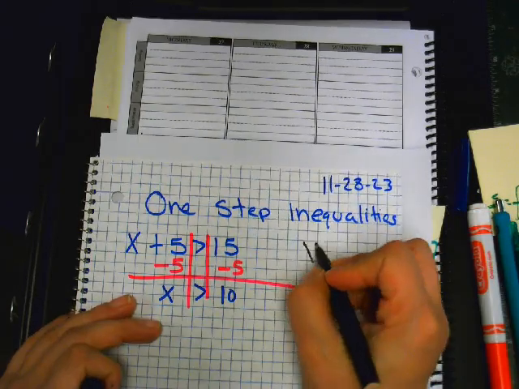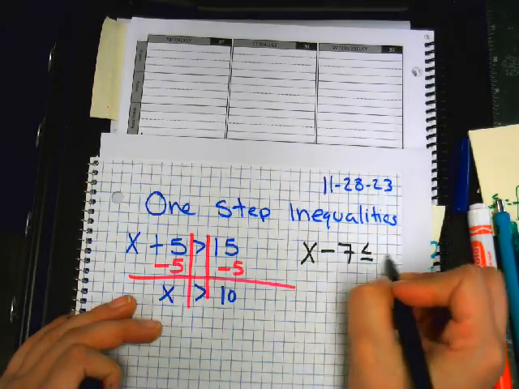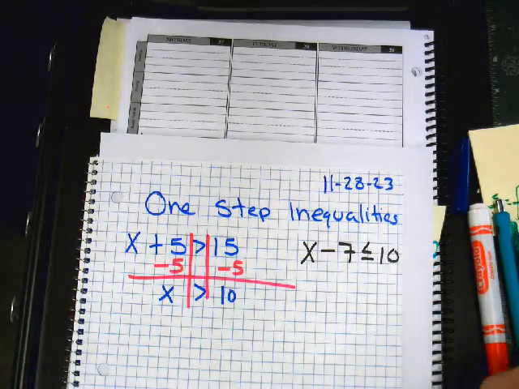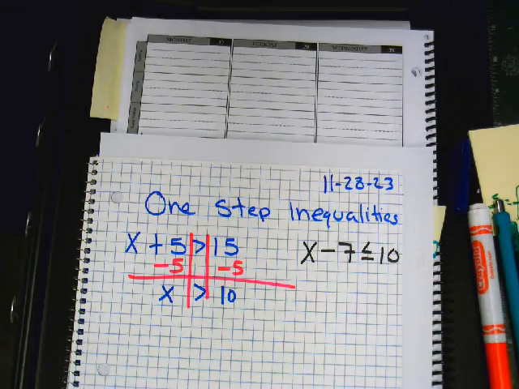All right, X minus 7 is less than or equal to 10. X minus 7 is less than or equal to 10.